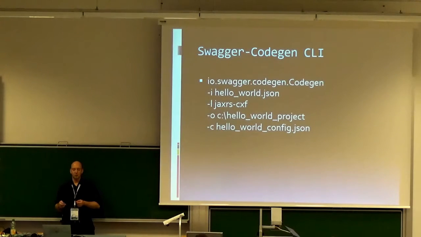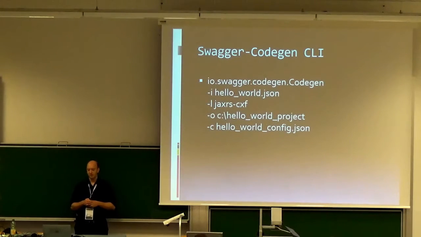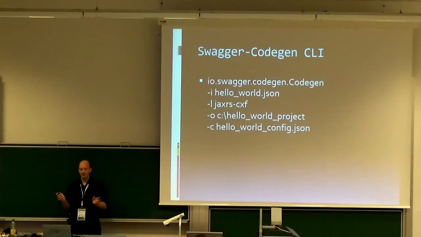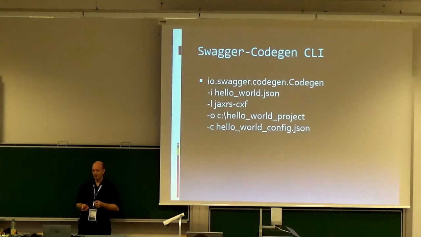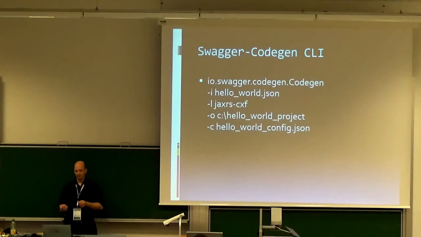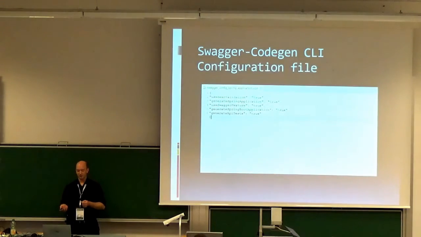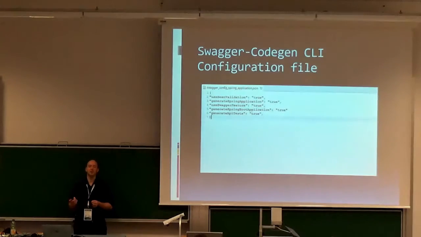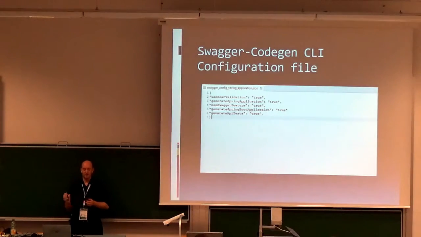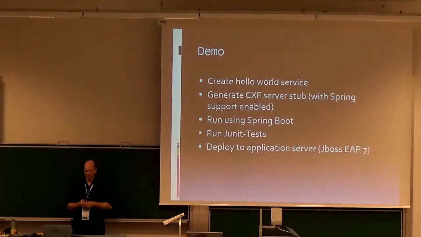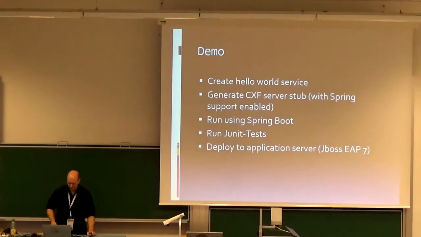This is how you invoke the Java program. You have simple parameters: you specify the input contract, the language, the output directory, and a configuration file. The configuration file is a JSON file, and you can add switches there and fine-tune the generator. So now let's start with a demo.